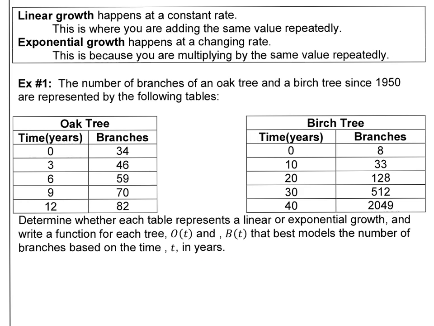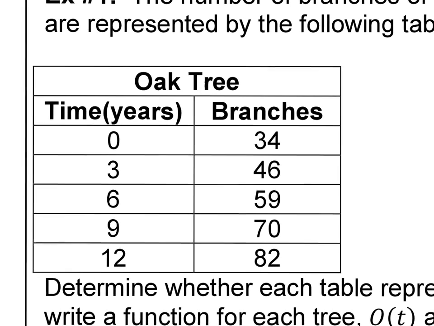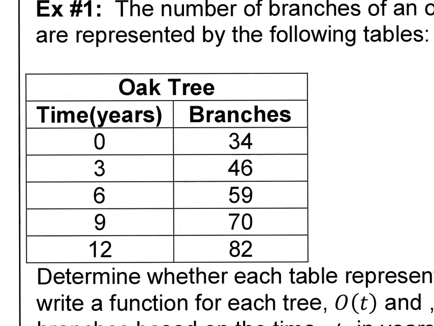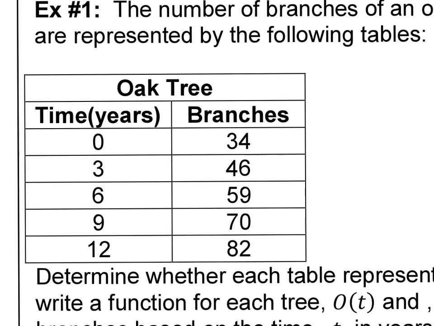Okay, well, let's look at the oak tree first. And we're going to ask two things here. We're going to ask, hey, what number does it look like we're adding every time? And then what number does it look like we may be multiplying by each time? So the red will be if we added, and the blue will be if we multiplied. Okay, use a little star for multiplying.